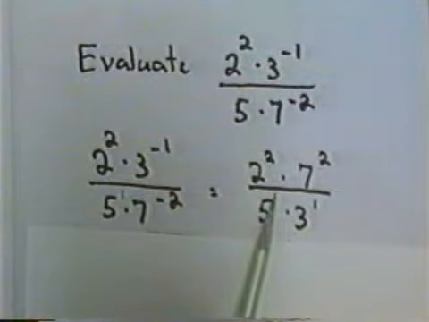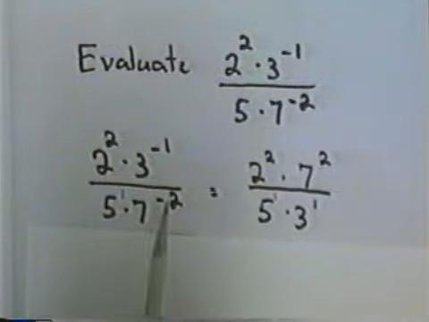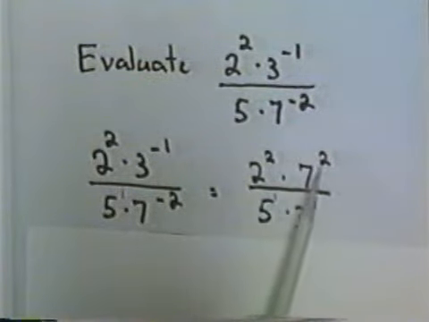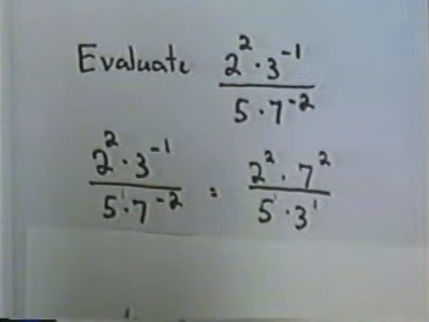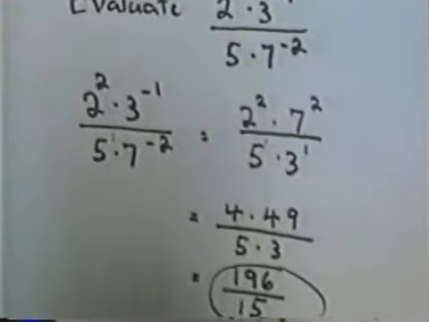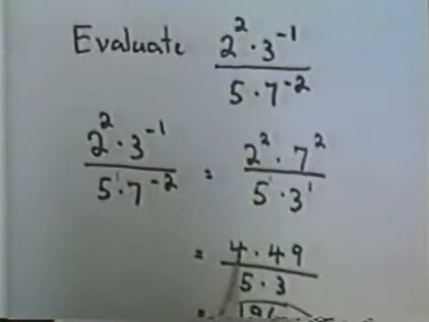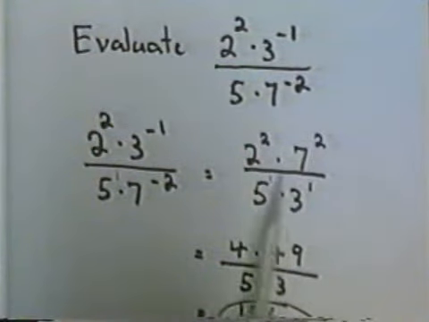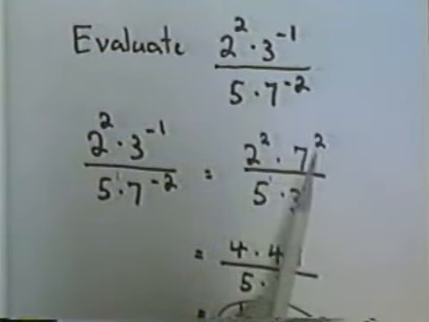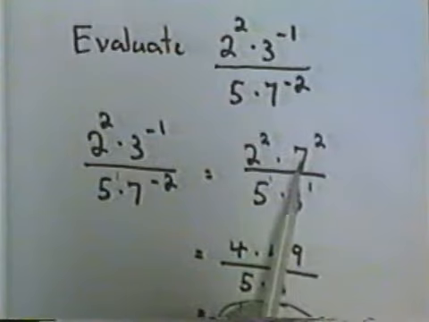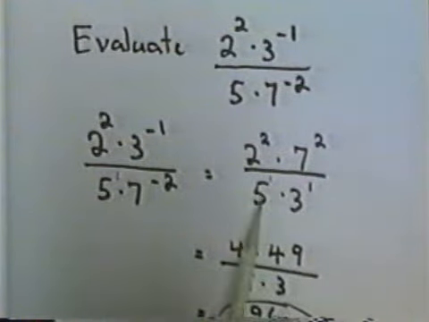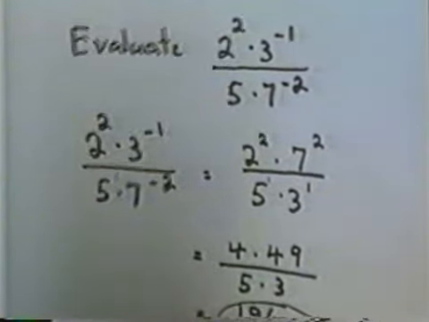So I leave the 5. But 7 has a negative exponent. If I have a negative exponent in the denominator, then I move the base to the numerator and the exponent becomes positive. Now all my exponents are positive. And I can proceed easily now. 2 squared is 4. 2 times 2 is 4. 7 squared is 49. 7 times 7 is 49. 7 squared means use 7 as a factor 2 times. 5 to the first is 5. 3 to the first is 3.